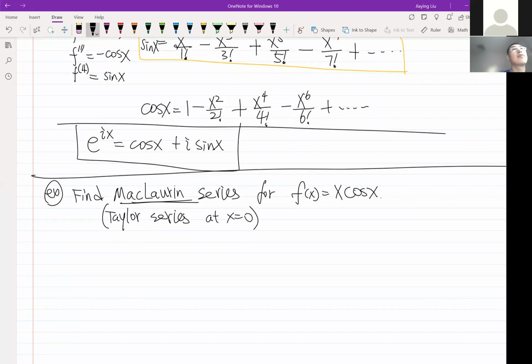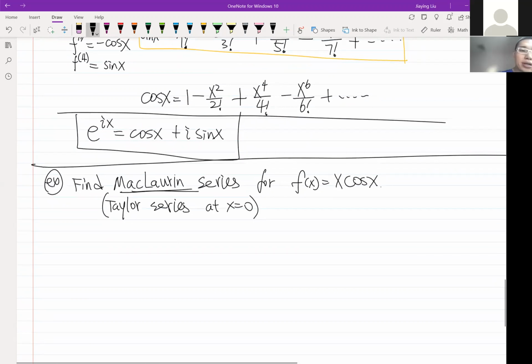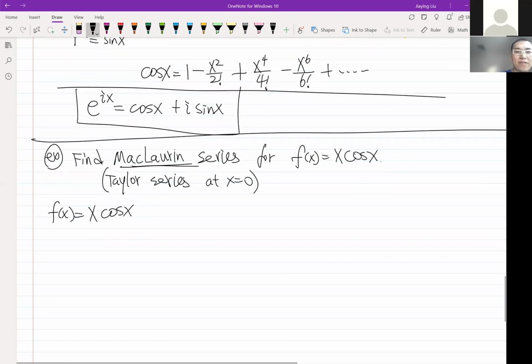So we're just going to follow the same pattern. Here f of x equals x cosine x. And when we expand it, the first term will be f of 0, so that will be 0 times cosine 0. That's f of 0, that's the first term.